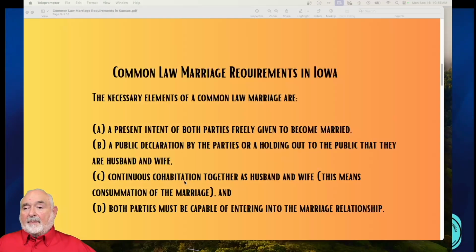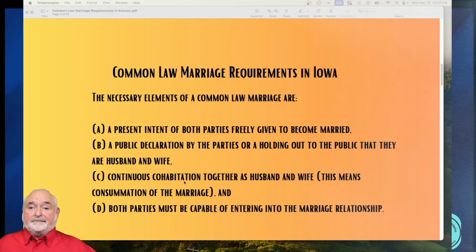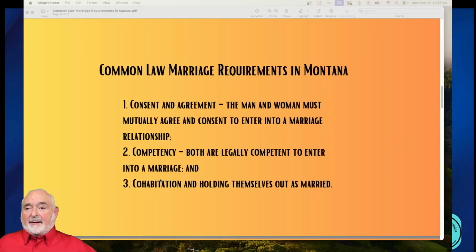And again, the requirements are very much the same in Iowa. A present intent on both parties to be freely given to become married. A public declaration by the parties or a holding out to the public that they are husband and wife. Continuous cohabitation together as husband and wife. This means consummation of the marriage. And both parties must be capable of entering into the relationship. In other words, no first cousins and no bigamy. Montana, consent and agreement. The man and woman must mutually consent and agree to enter into the marriage contract, be legally competent to enter into the marriage, and cohabit and hold themselves out as married. Again, very similar to these other jurisdictions.